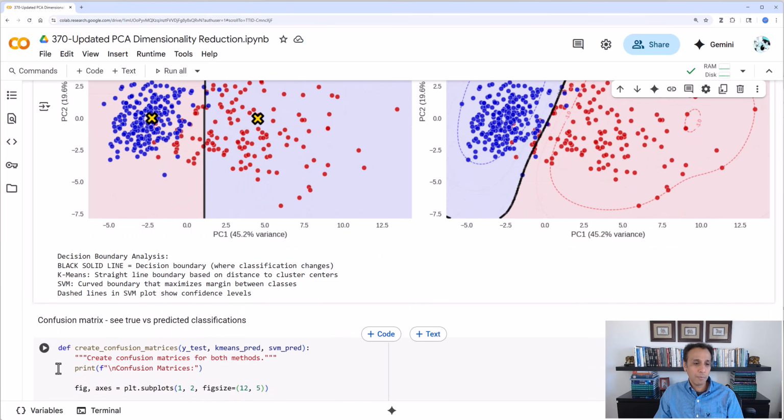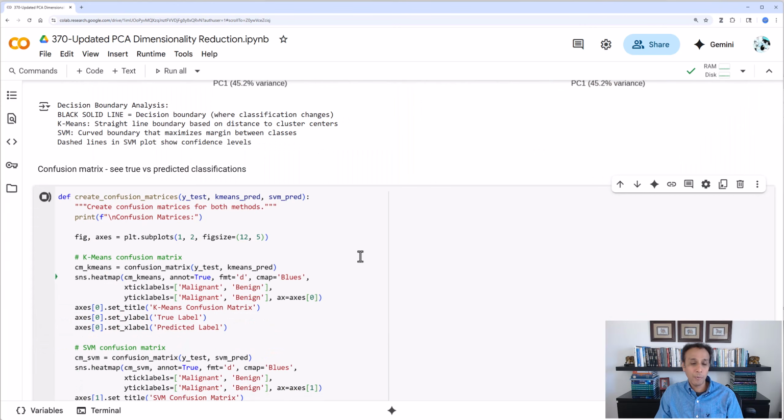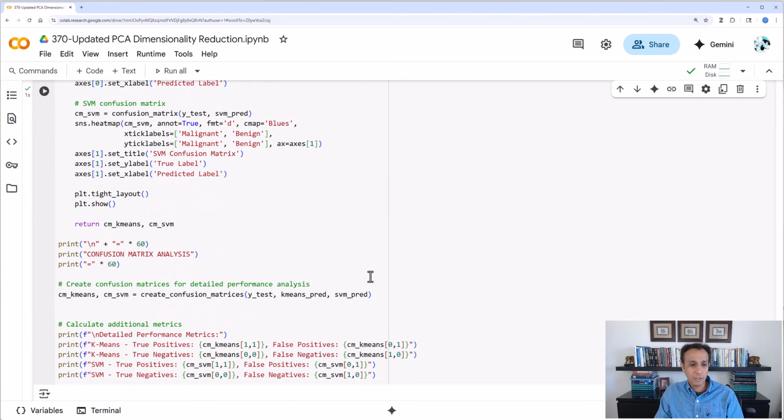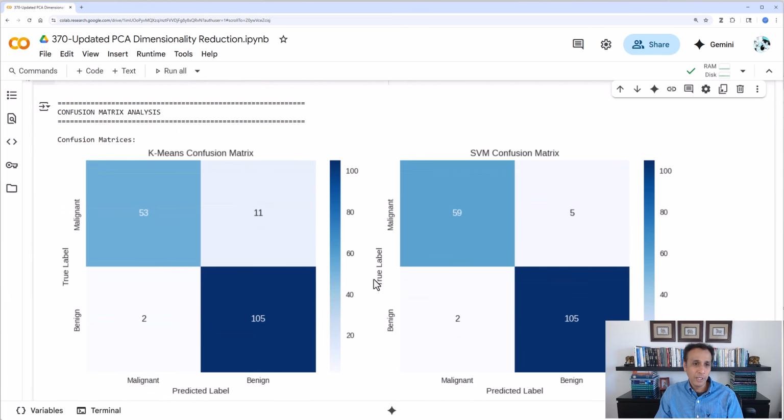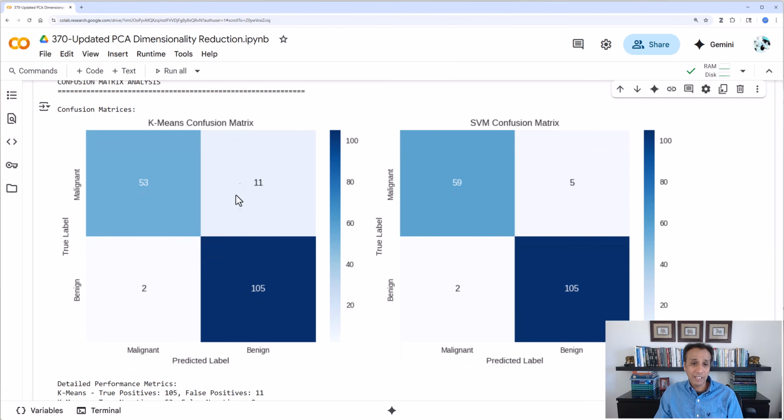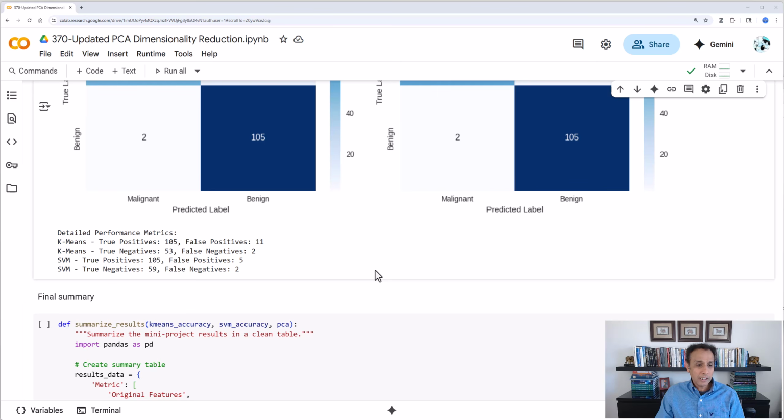We can always plot a confusion matrix to see how many were misclassified. So let's go ahead and scroll down and end this video. With k-means, you have 11 such data points. With support vector machines, you have only 5 that are malignant but labeled as benign, because this is predicted on this axis. Okay, so I think this is good.